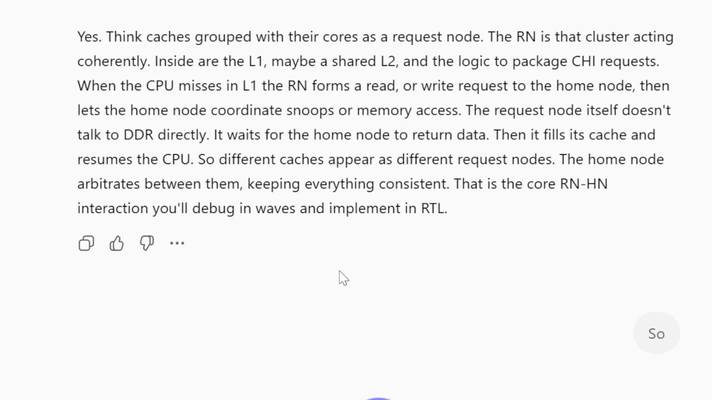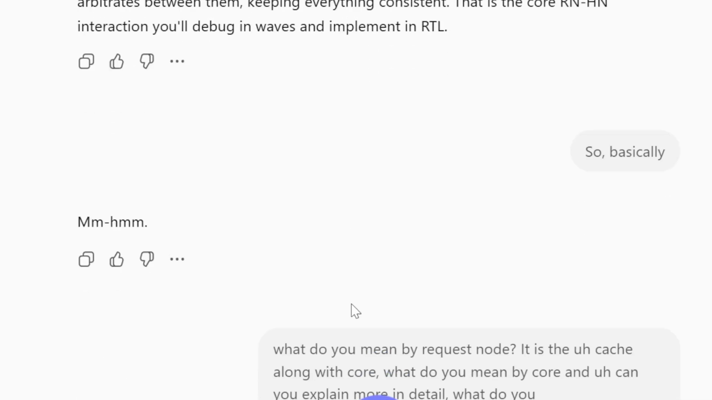So basically, what do you mean by request node? It is the cache along with the core. What do you mean with core? And can you explain more in detail? What do you mean with core and cache?